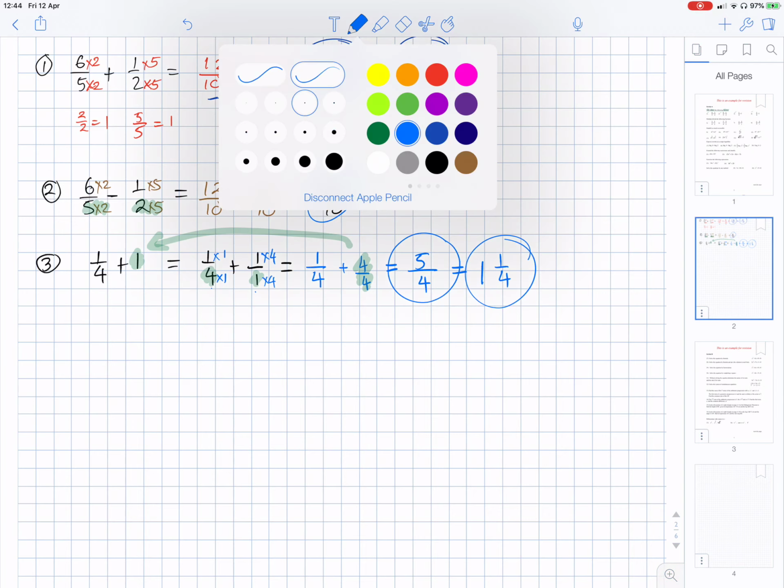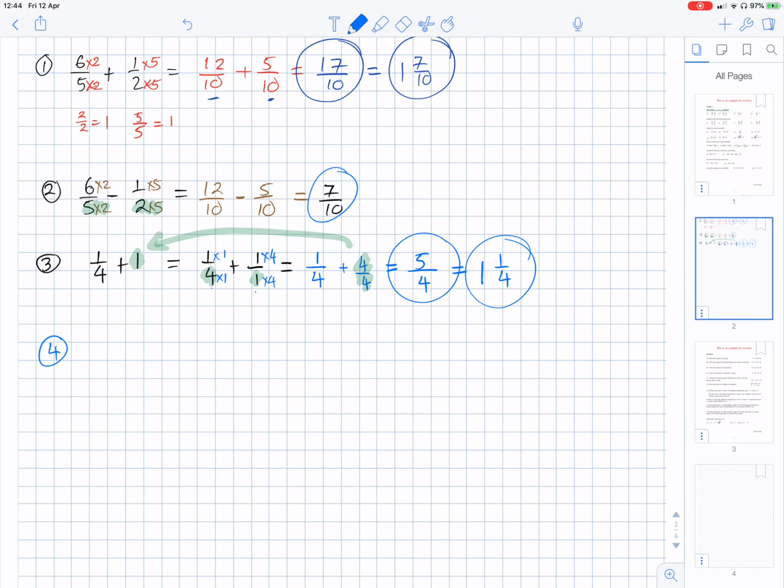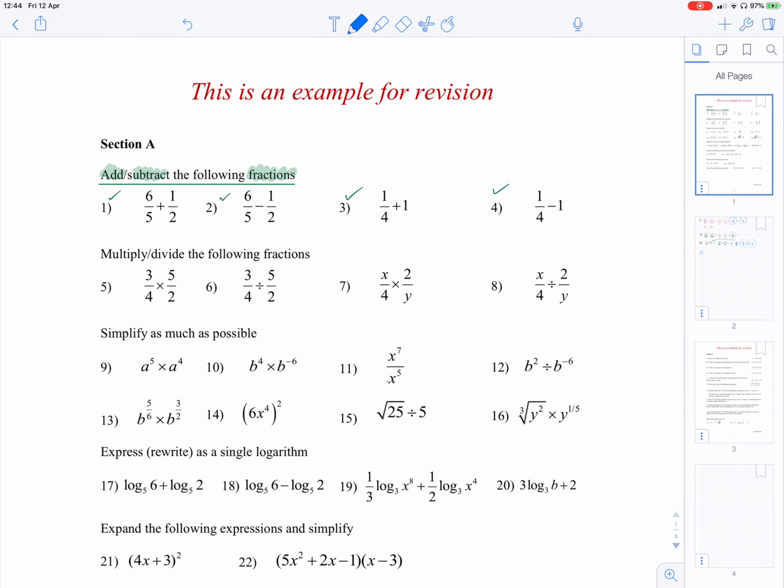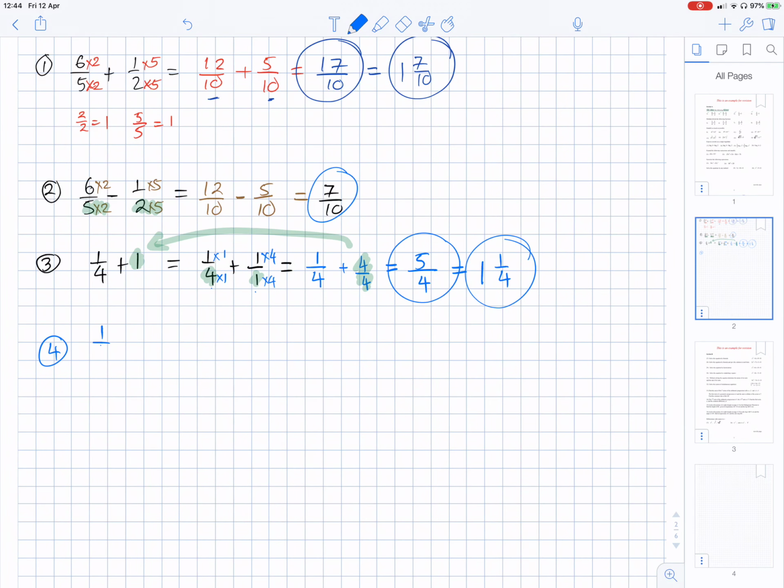Number 4, let's do number 4 here. So number 4 is 1/4, take away 1. So 1/4 minus 1 is the same as 1/4 minus 1 over 1, which if we multiply by 4 here and by 4 and by 1 and by 1, we end up with 1/4 minus 4/4, or 4 over 4. 1 minus 4 is minus 3, okay? So this becomes minus 3 over 4.